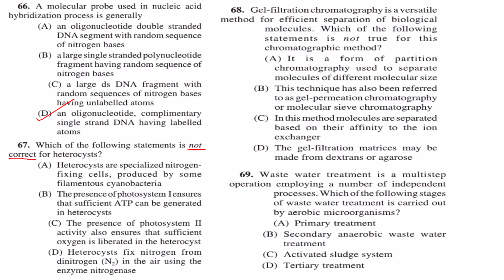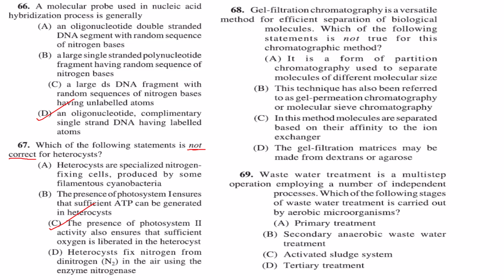That is also correct. The presence of photosystem 2. Photosystem 2, I told you, it is absent in heterocyst. Also ensures that sufficient oxygen is liberated in the heterocyst. That is wrong. I told you if oxygen is liberated, then the enzyme which is involved in nitrogen fixation will get inactivated in the presence of oxygen. So C is the answer. They have asked for the not correct statement. Heterocyst fix nitrogen from dinitrogen in the air using enzyme nitrogenase. That is also correct.